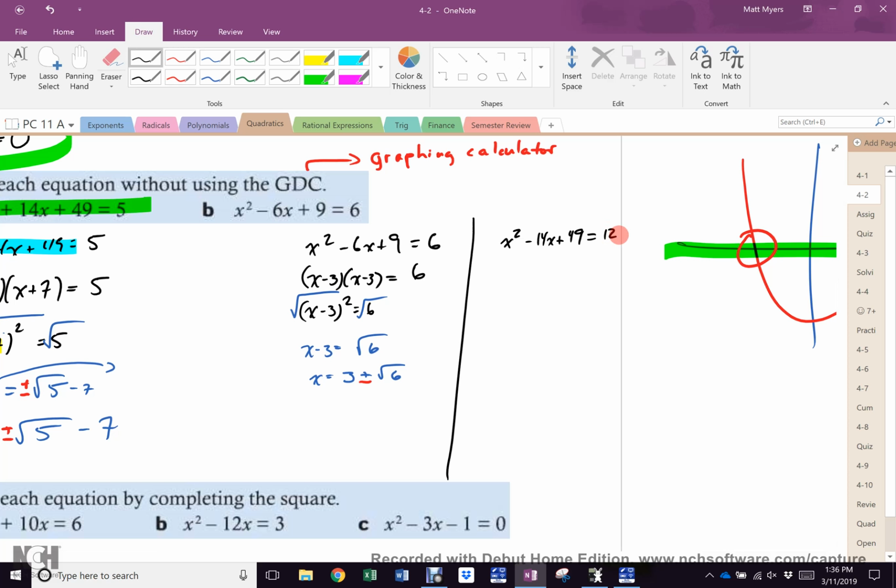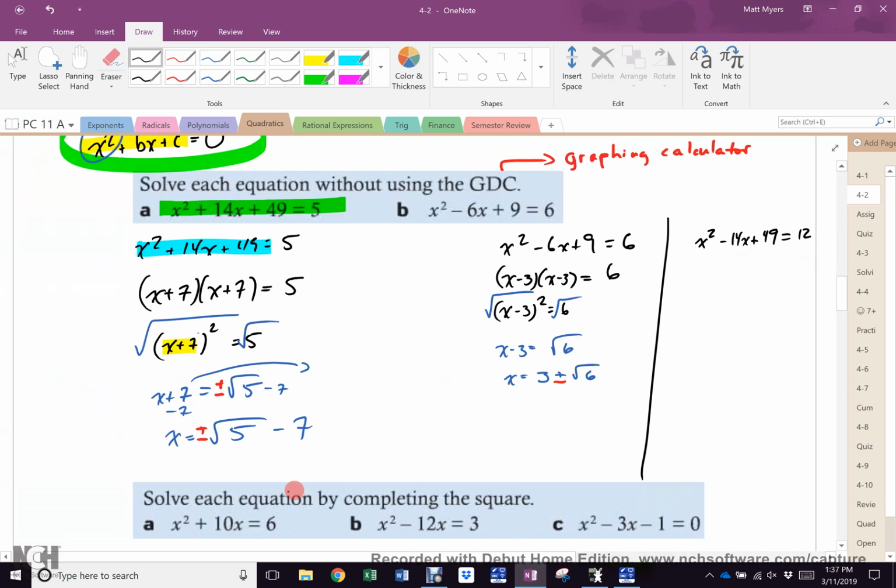What? Yeah, of course it can be flipped. Order doesn't matter. It could be plus or minus root 6 plus 3. That's why I did the root first here and then the root second there.